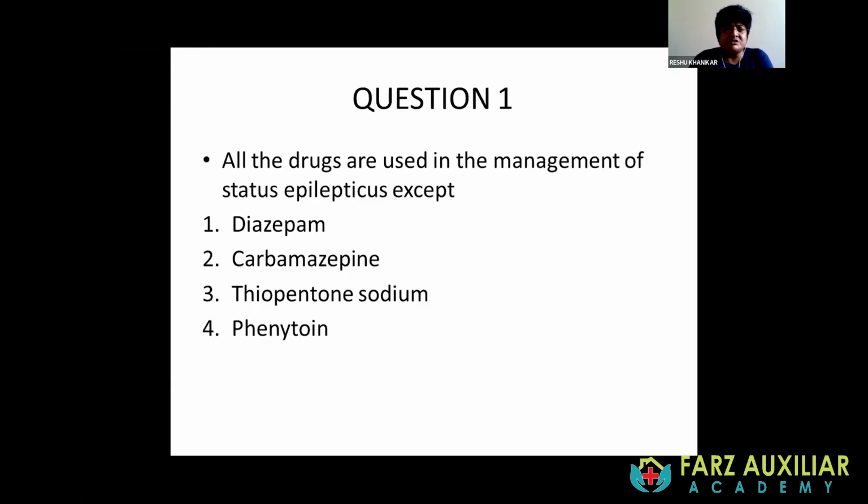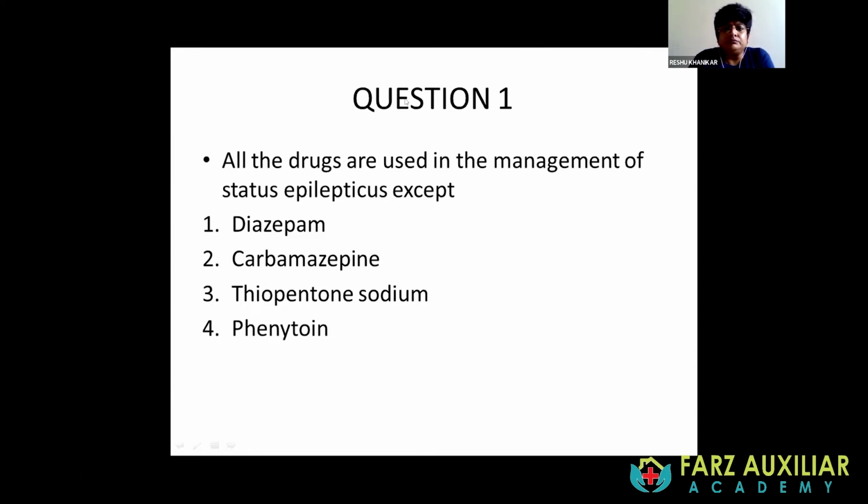So the first question: all the drugs are used in the management of status epilepticus except diazepam, carbamazepine, thiopentane sodium, and phenytoin. I need an interactive group so that I can answer. Participants, I'd request you all to kindly use the chat box to answer.